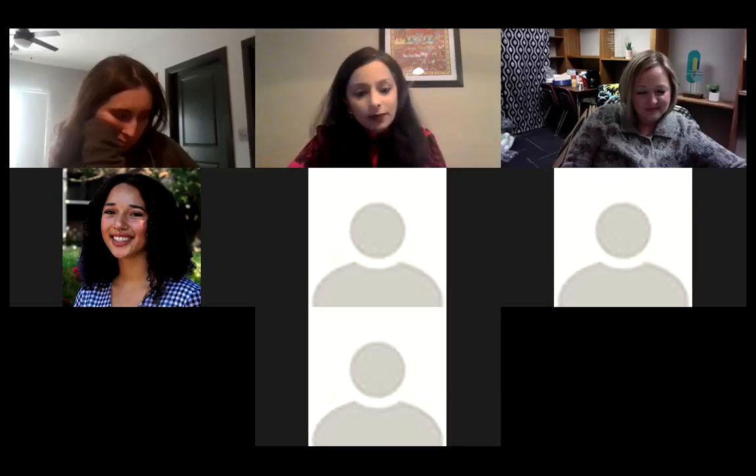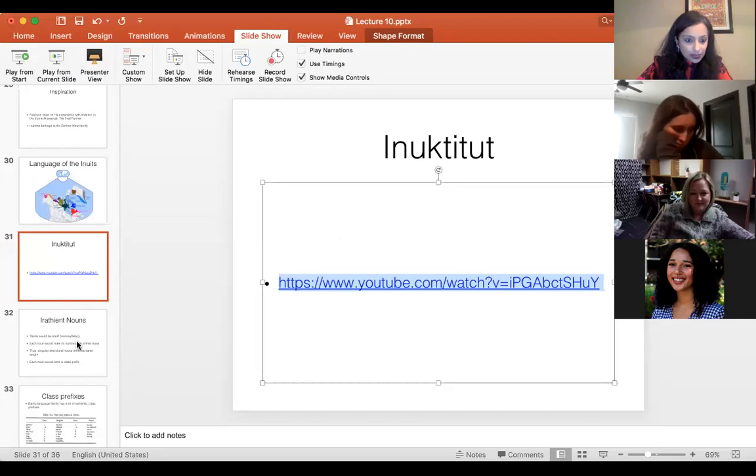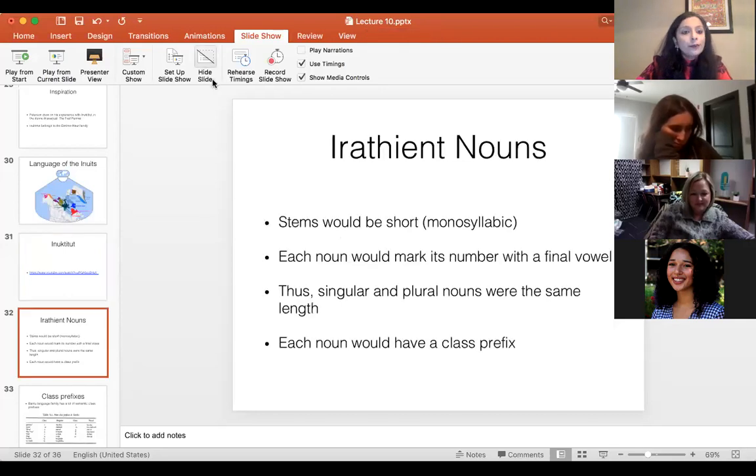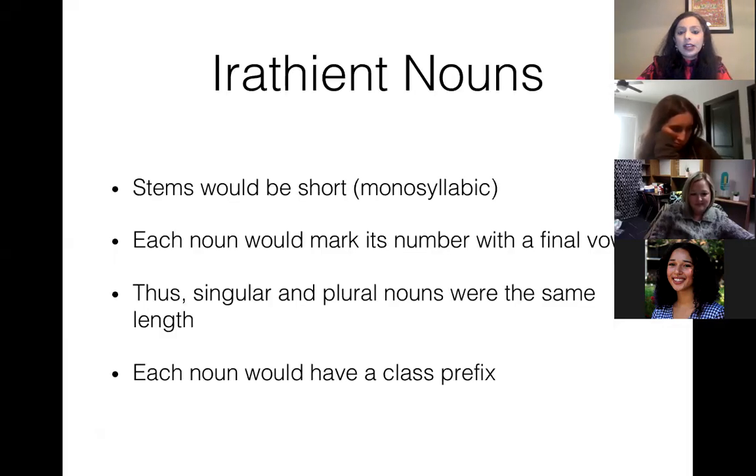So that's something that you could look at if you're interested in using it for your own language. All right, let's go back to Enoctate. What David Peterson did was draw inspiration from Enoctate nouns and create Erathian nouns based on that. The root of the word itself is short.